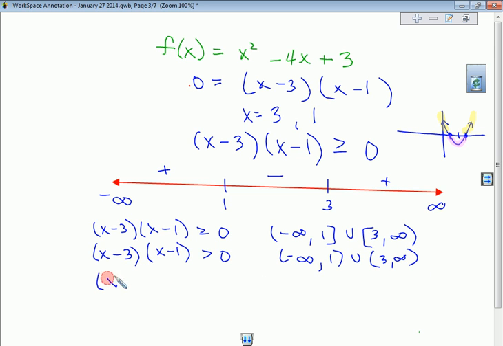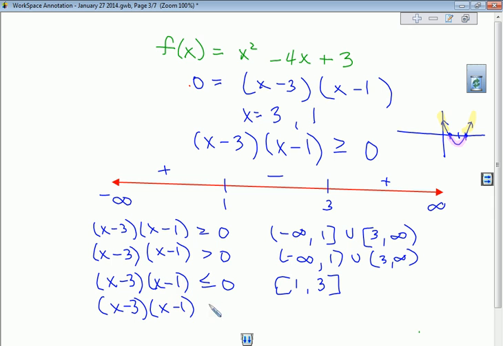Okay. Now, what if this function, instead of being greater than, had been less than or equal to? Where is the function negative? Brackets from 1 to 3. Good. And what if it had just been less than? Parentheses from 1 to 3. So non-inclusive. Oh, thank you. I said it and then I drew it differently.